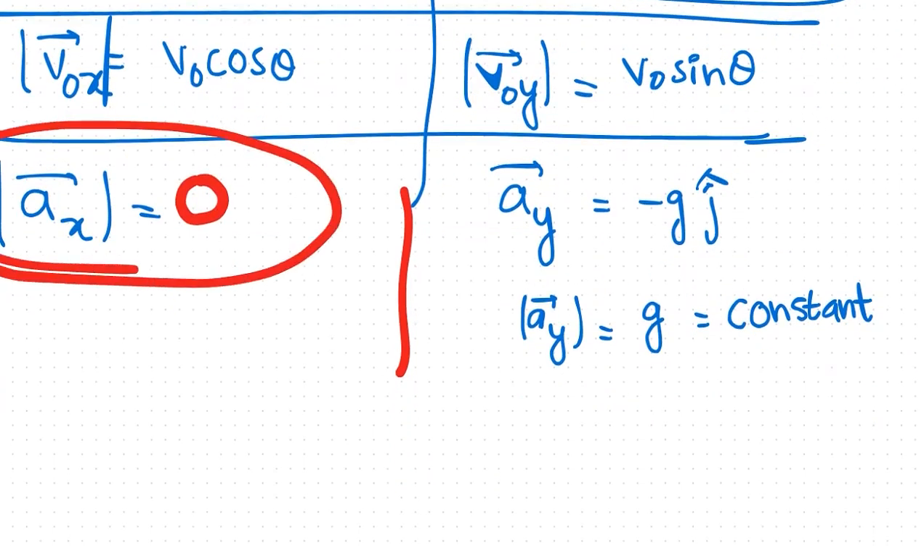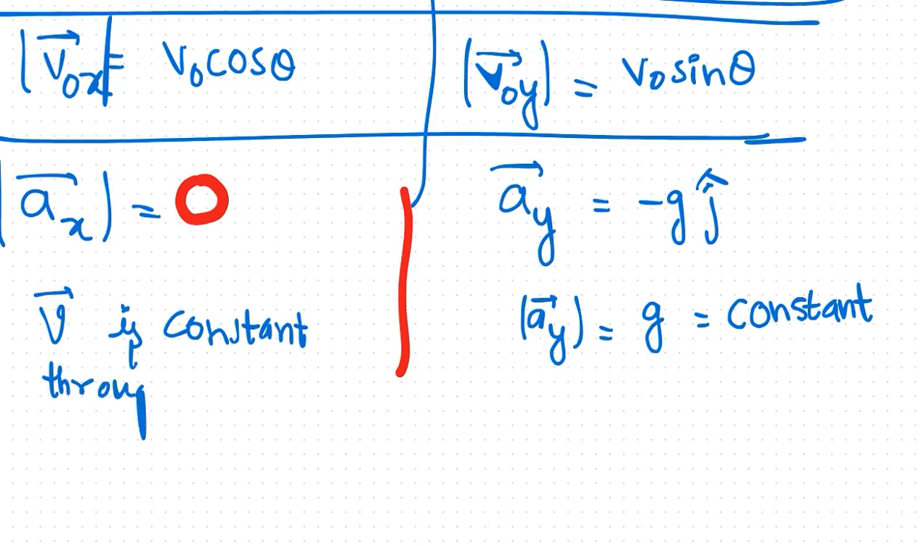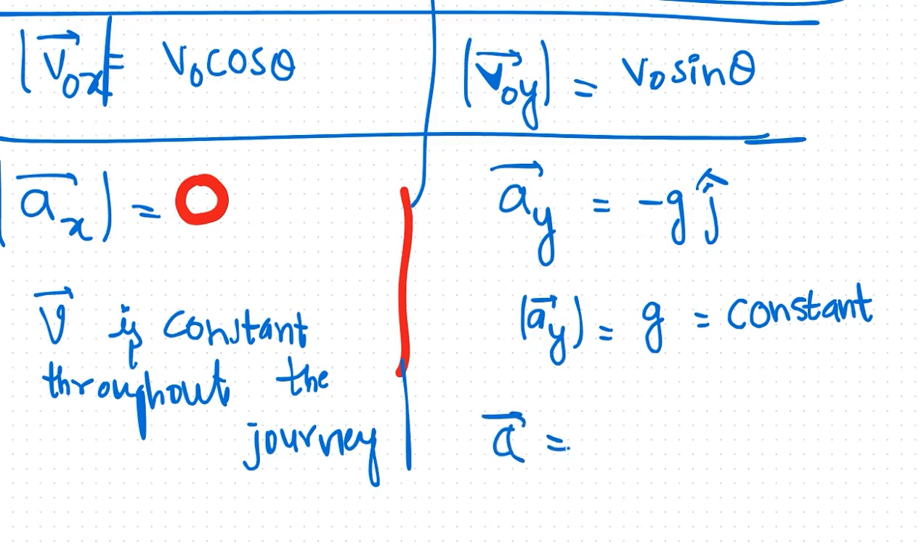And if acceleration is 0 here, so along x, acceleration is 0. So velocity is constant throughout the journey. At any point, the x component will be the same, v naught cos theta. Yeah, constant acceleration. Acceleration is constant means equations of motion can be used.